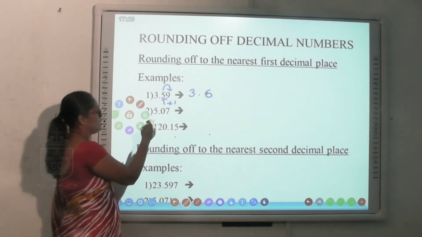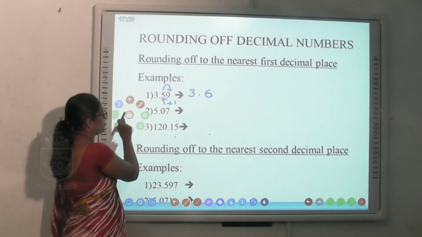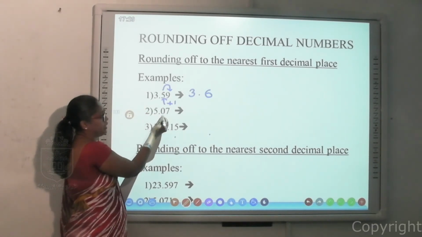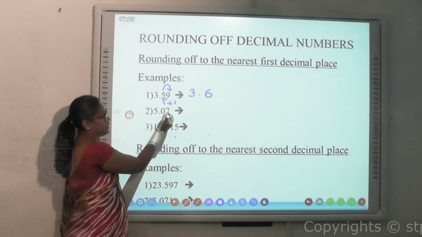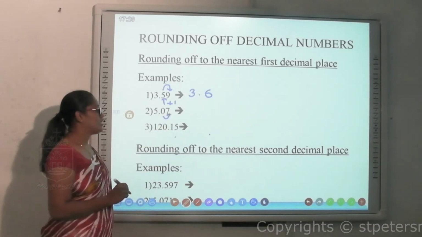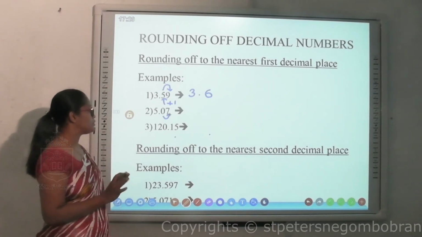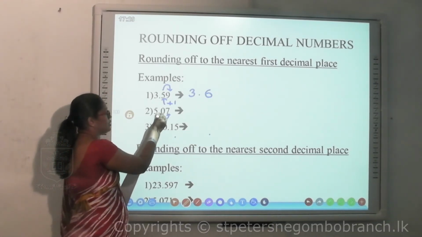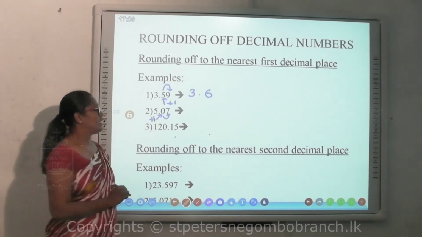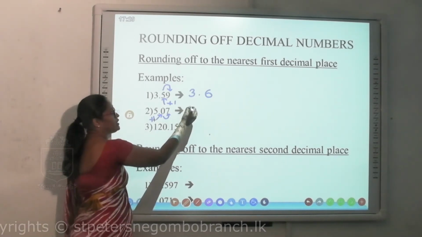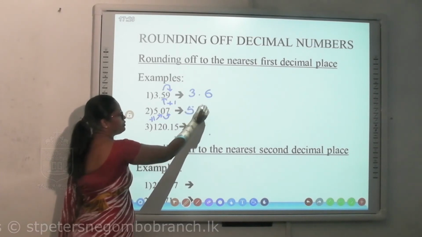Right. Look at the second question here. The first decimal place here is 0 and then you have to look at the second decimal place, right? Now the second decimal place again contains a number which is greater than 5. Here also you should add 1 to the first decimal place, that will be 1 then. So the answer is 5.1, right?